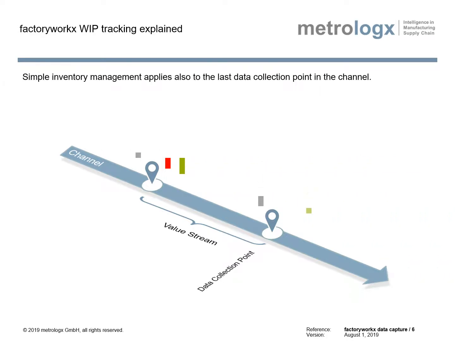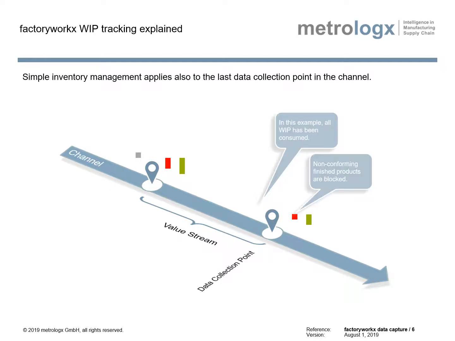Simple inventory management applies also to the last data collection point in the channel. Raw material or WIP is consumed, non-conforming products are blocked, and conforming products are automatically forwarded downstream along the value stream or supply chain.